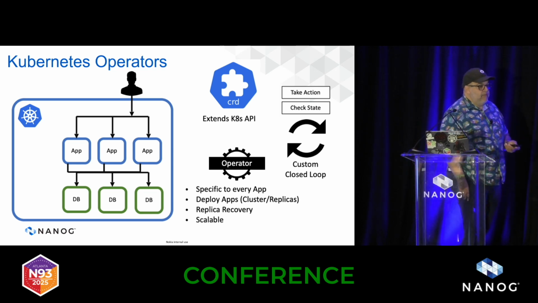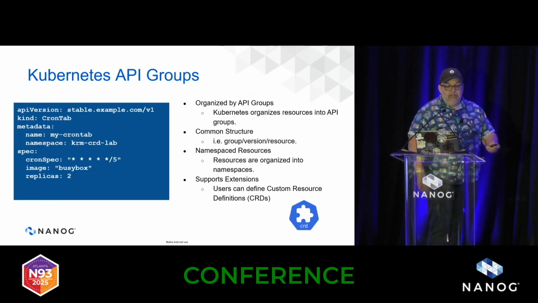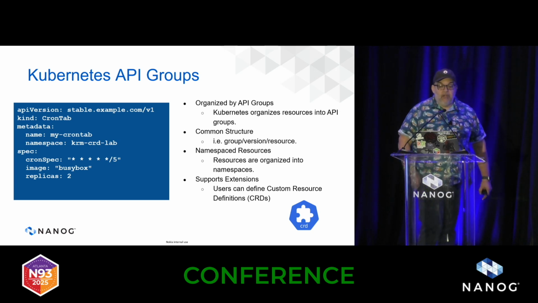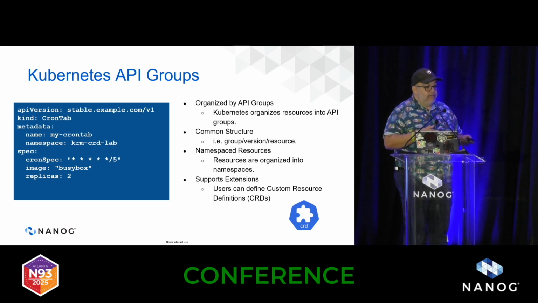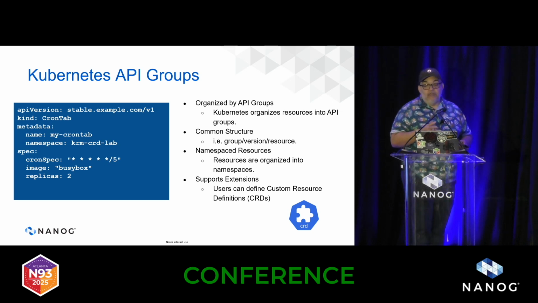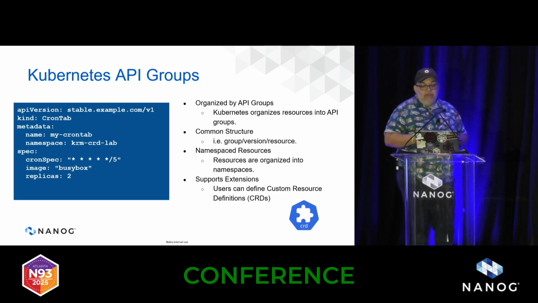Another topic that we're going to talk about is Kubernetes API groups. API groups help organize the resources efficiently. They follow a common structure. In this case, you can see we have a group, a version, and a resource. Kubernetes also supports extensions for custom resource definitions, enabling users to define and manage their own resource types, as I mentioned before. This flexibility allows Kubernetes to extend beyond its built-in capabilities while maintaining a consistent API structure.